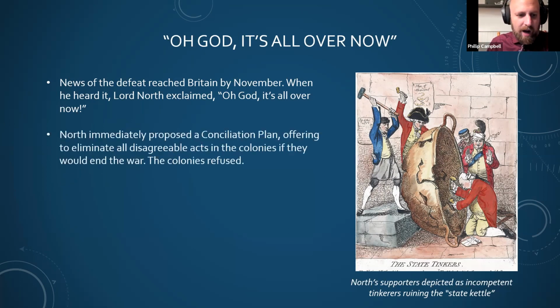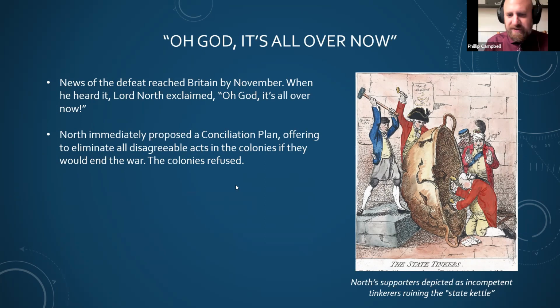All right, so North, immediately upon hearing of Yorktown, is like, this is out of control. He proposes a conciliation plan offering to eliminate every disagreeable act in the colonies if they would just end the war. So he says to the colonies, look, we will agree to all your terms if you just stop fighting. I mean, short of independence. He's saying if you agree to remain colonies, we will agree to whatever you say.